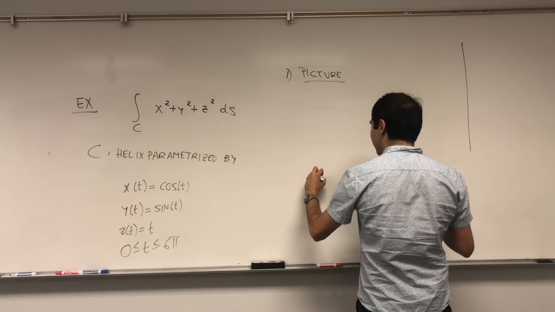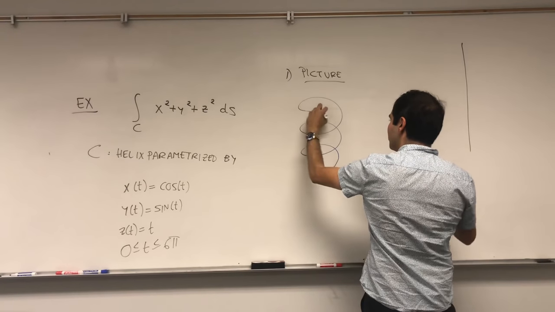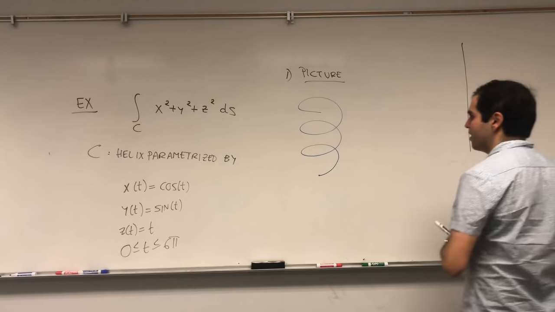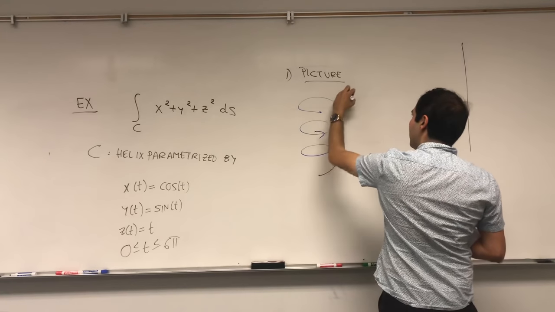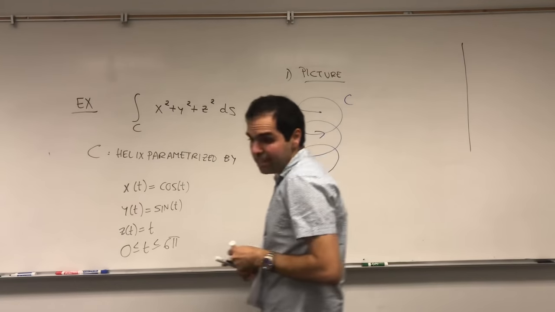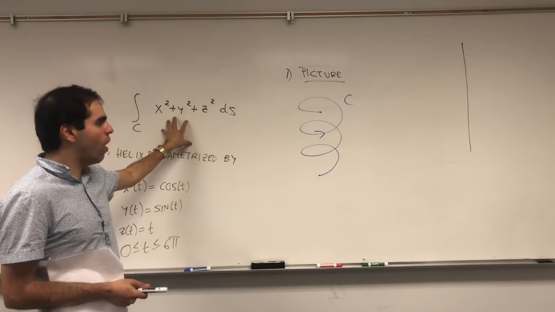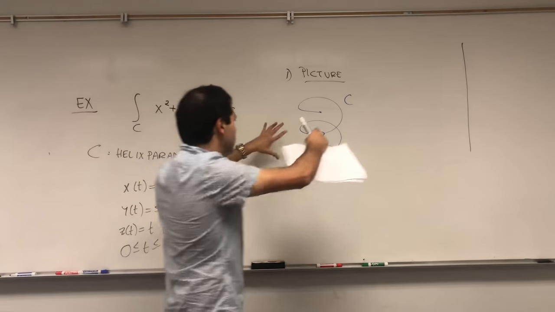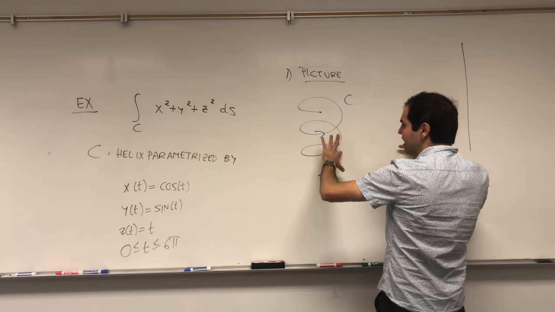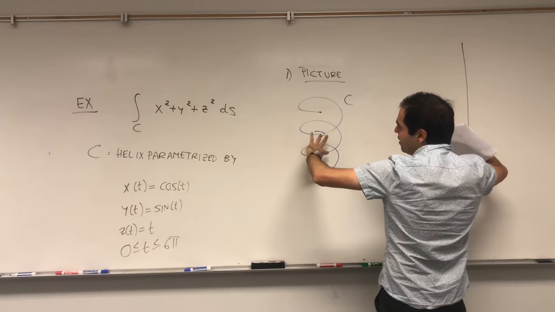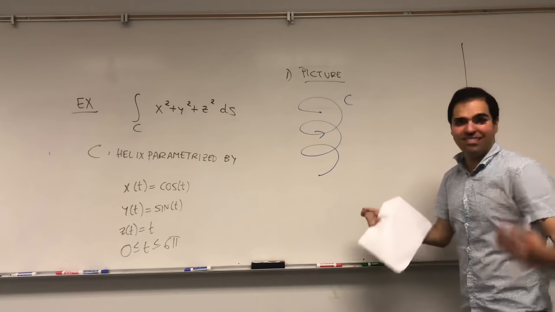So I think what it looks like is, so this is 1 revolution, 2 revolutions, 3 revolutions, something like that. And what you should think of it as, it's almost like a wire. Think of it as a wire, and I'm telling you that the density of that wire gets larger and larger the more we increase the radius. So here maybe it's not that heavy, but then it gets heavier, heavier, and then maybe heavier, heavier, heavier. And the question is, what is the mass of that wire?